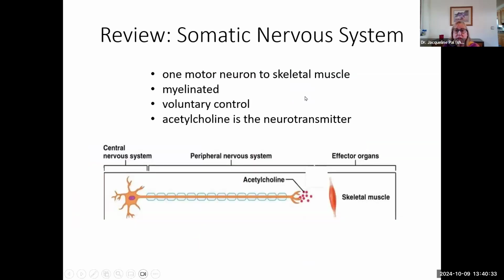Okay, so to review the somatic nervous system, we talked about one motor neuron whose cell body was in the central nervous system. The axon and the axon terminal were in the peripheral nervous system. At the synapse, acetylcholine was the neurotransmitter that was released and carried the message over to the effector organ that was skeletal muscle, which was under voluntary control. And that axon was myelinated, as illustrated by these things that look like marshmallows on the axon. Okay, so all of that should be reviewed.